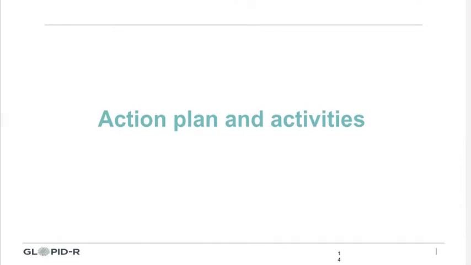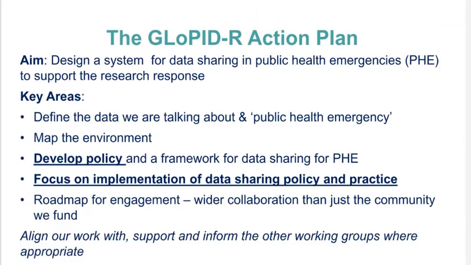So next, what did we do? As I said, one of the first things we did was develop an action plan. What is that action plan? The aim, as I said originally, was to design a singular system for data sharing. And the key areas that we have looked at in this action plan are defining the data we're talking about, and what and when a public health emergency occurs. And I've already talked about the data.